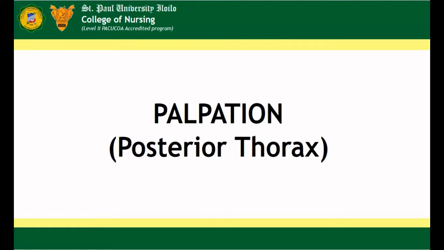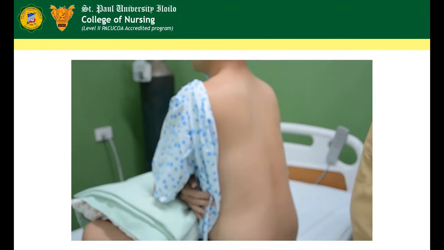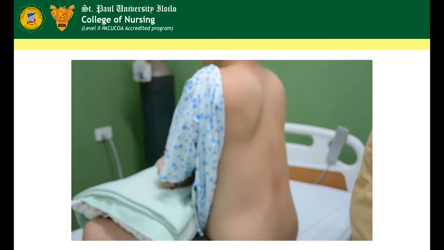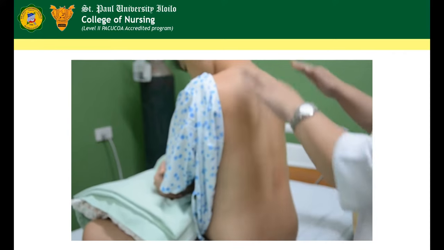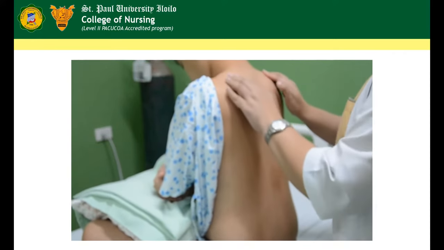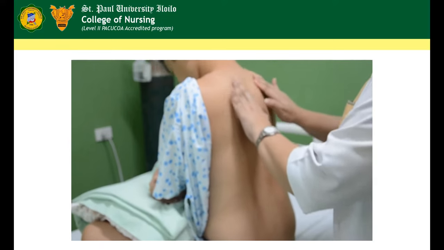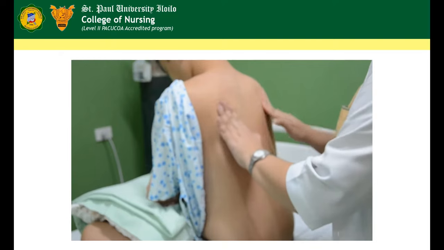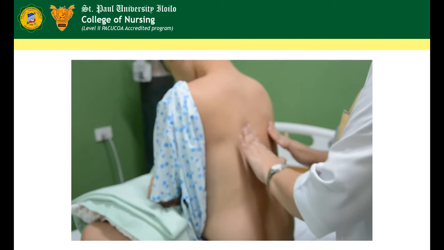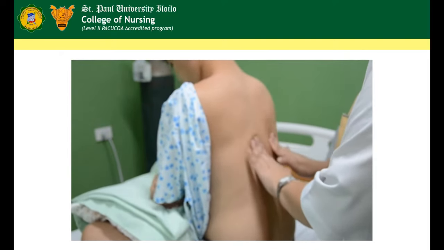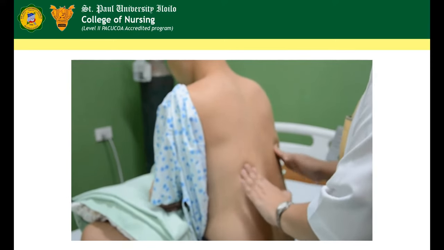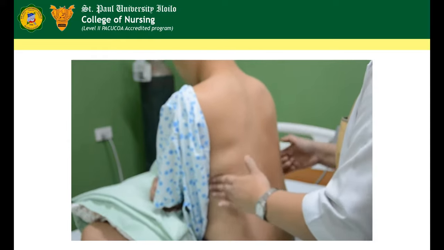Palpate for tenderness and sensation. Cross arms to facilitate exposure of the back. Use fingers to palpate for tenderness, warmth, pain, or other sensations. Start forward at the midline at the level of the scapula, over the apex of the left lung, and move your hand left to right, comparing findings bilaterally. Move systematically downward and out to cover the lateral portions of the lungs.